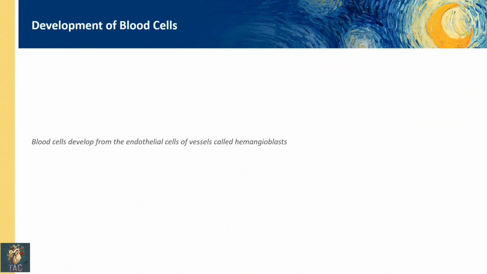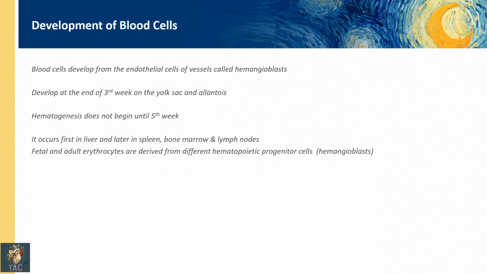So development of the blood cells is that the blood cells develop from the endothelial cells of the vessels called hemangioblast, which develop at the end of the third week on the yolk sac and allantois. Hematogenesis does not begin until the fifth week of development. It occurs first in the liver and later in the spleen, bone marrow, and the lymph nodes. In the liver, it initially starts.